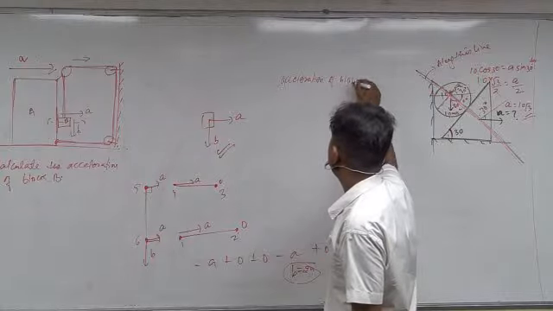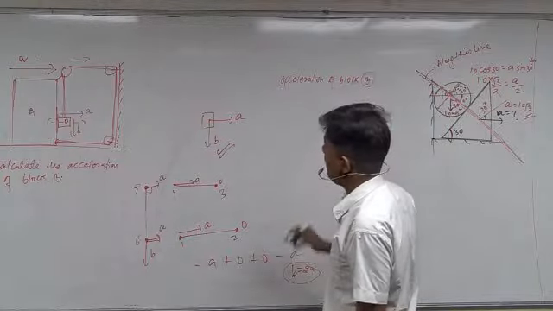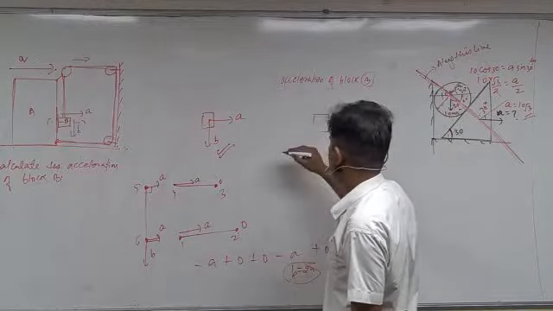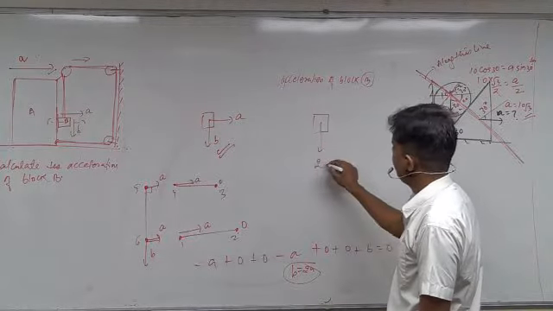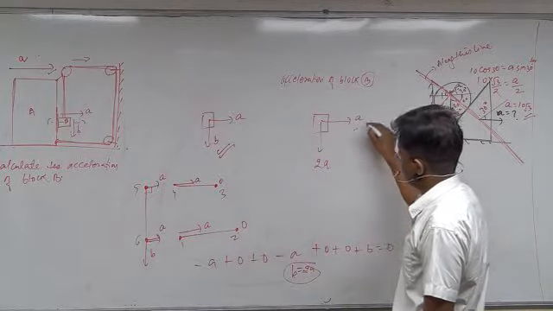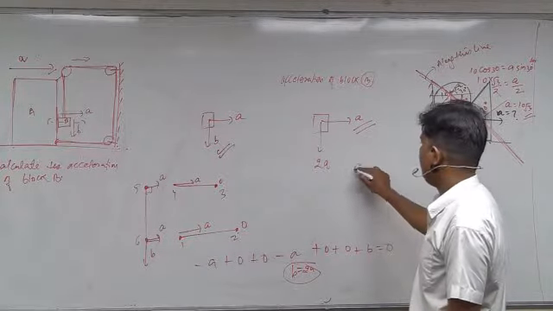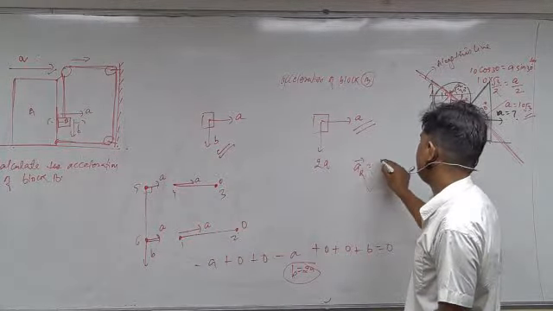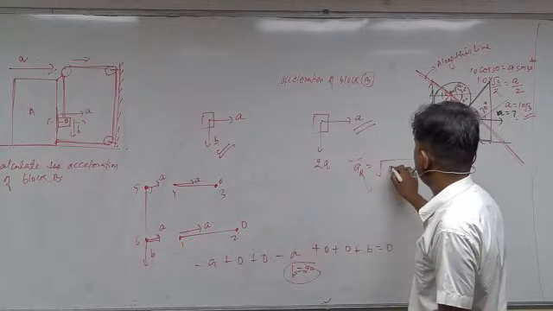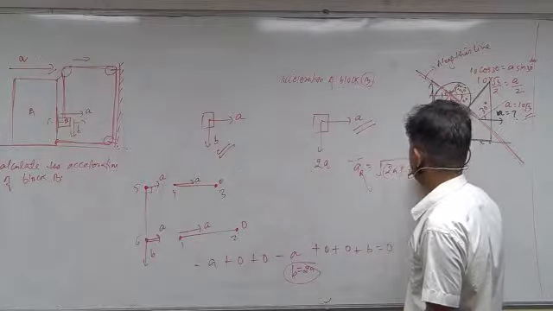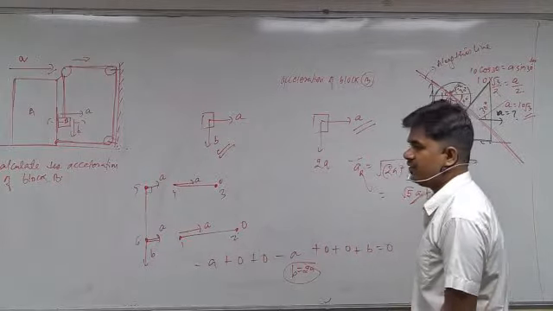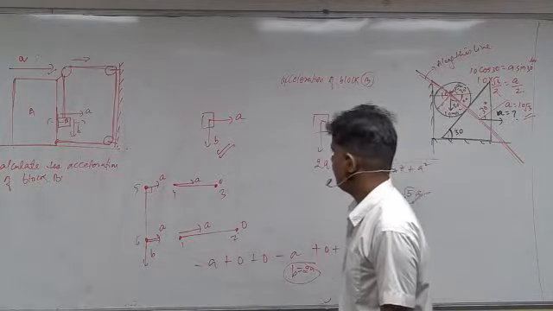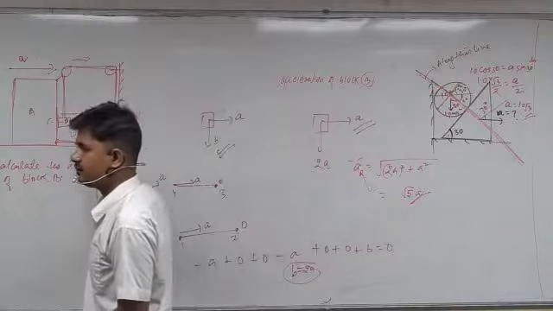Acceleration of block B, this is going to be what? Acceleration of block B will be in this direction, that is 2a. In this direction, this will be a. So the resultant will be how much? The resultant will be under root of (2a) squared plus a squared, that is root 5 a. This will be the acceleration of this block B.